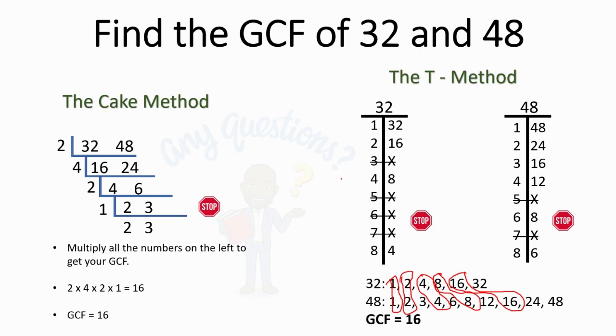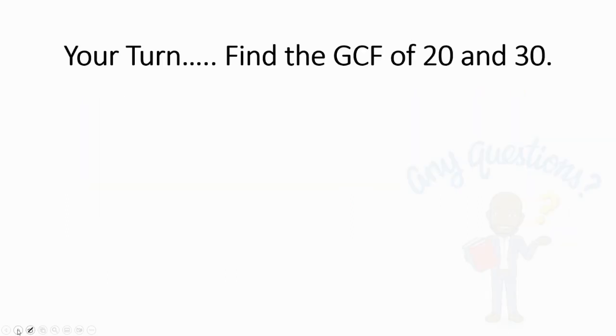Again, it doesn't matter which way you choose. Even if you decide you don't like these two methods and you choose to do your own thing, that's fine. As long as you get the correct answer, that's all we're going for. Okay? So now I challenge you to do the next one. It says find the GCF of 20 and 30.